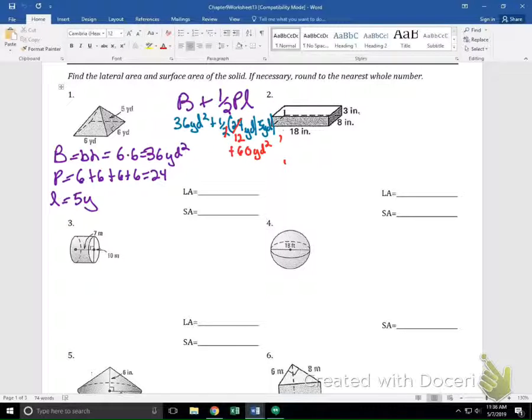What is 36 plus 60? 96 yards squared. So this is a nice reminder, blast from the past. Remember that the total surface area is that whole formula. Can anybody tell me which part is the lateral surface area? Yep, it's the second half. It's this part right here. That second half is the math we did right here. It's that 60 yards squared.